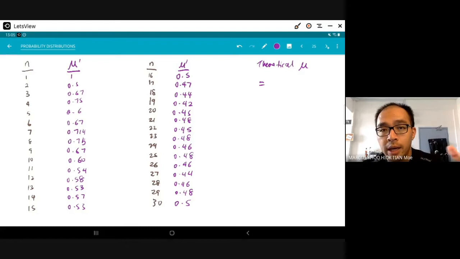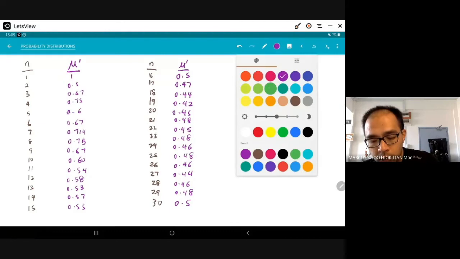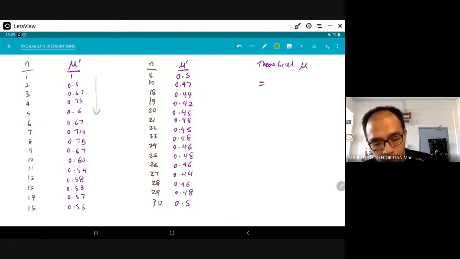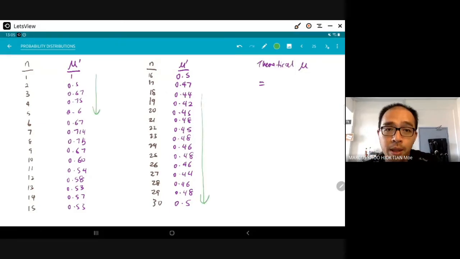A, what happens to the mean value when the number of trials increases? That means this mean prime over here. Take a look at this pattern. The more trials you do, apa yang terjadi kepada nilai mean ini? Anybody?